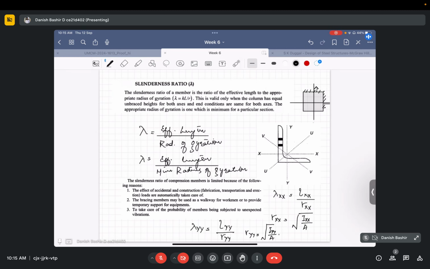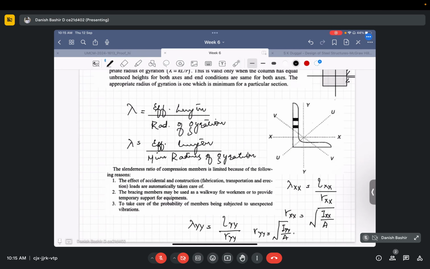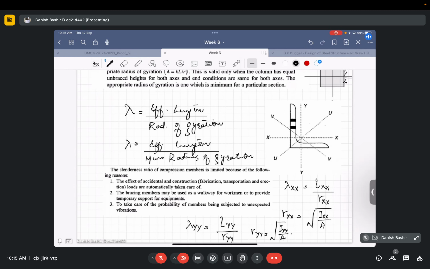So we design these columns with a limited slenderness ratio because it is very important to design it with a very limited slenderness ratio. The reason is that the effects of accidental, constructional, fabrication, transportation and erection loads are automatically taken care of. The bracing members may be used as a walkway for workmen or to provide temporary support for equipment, to take care of the probability of members being subjected to unexpected vibrations. That is why we limit the slenderness ratio.